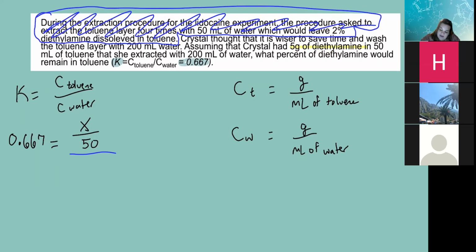We know that 5 grams of diethylamine is in 50 mLs of toluene, which was extracted with water. So the way you set this up is you say, okay, 5 grams minus X all over the amount of water we had, which is 200. And now you solve. Does everybody understand this setup? How we got here?